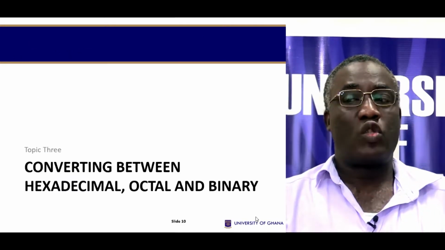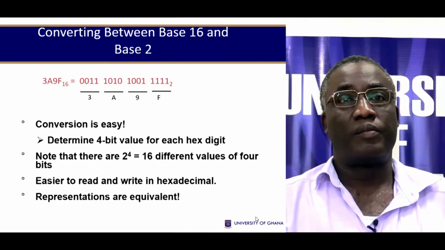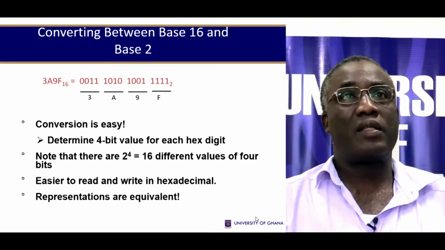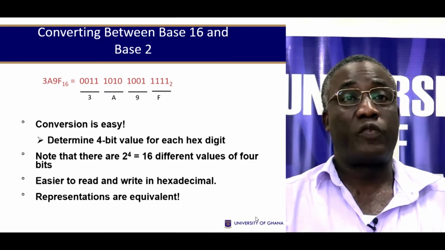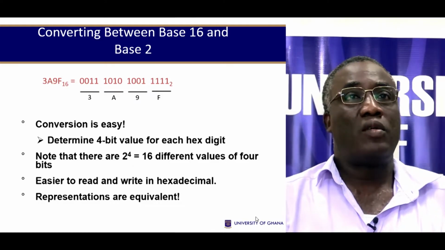Now, the conversion between binary and octal and hexadecimal is quite simple. All you do is group these numbers into fours, put them into groups of 4, and then you convert them.